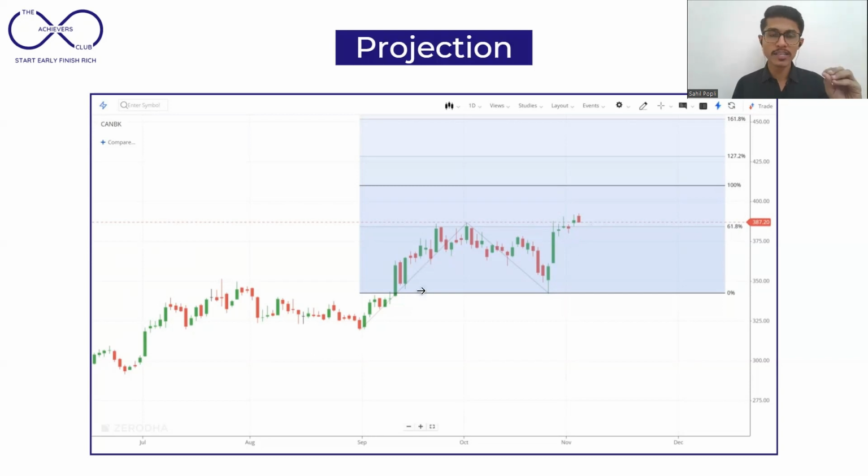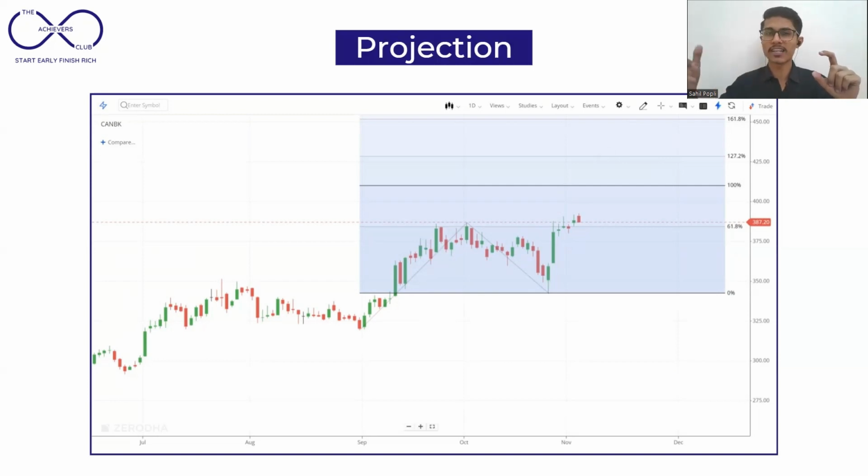Now, to make it clear, let's consider that the move from the bottom till the top is a 100 rupees move. Similarly, from the third point, that is the higher bottom which is being formed, till 100%, there is the same 100 rupees move. Just for the sake of example, I took 100 so that you can understand the concept with ease. So 61% means a 61 rupees move out of 100 rupees. Similarly, 127% means from this higher bottom, we got a 127 rupees move.